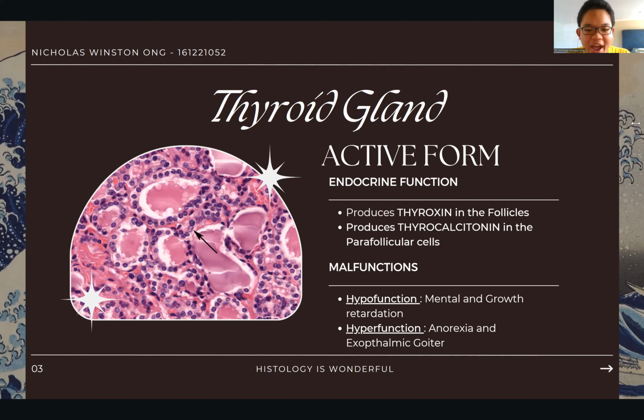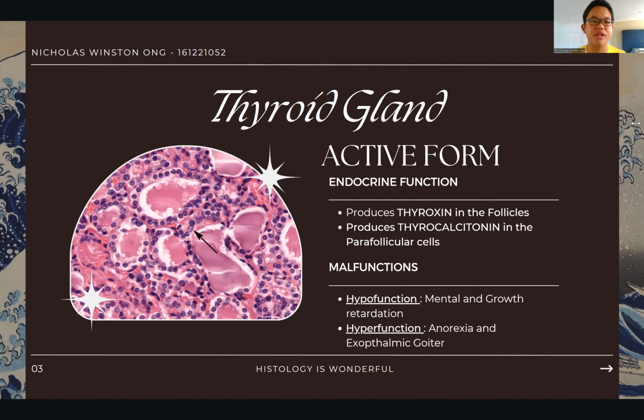On the other end of the spectrum, a hyperfunctioning thyroid gland will promote fast metabolism and growth of the cells. If the cells in the body grow and metabolize very fast, there is no more energy reserve that can be stored. This causes the body to lose body weight and experience anorexia.